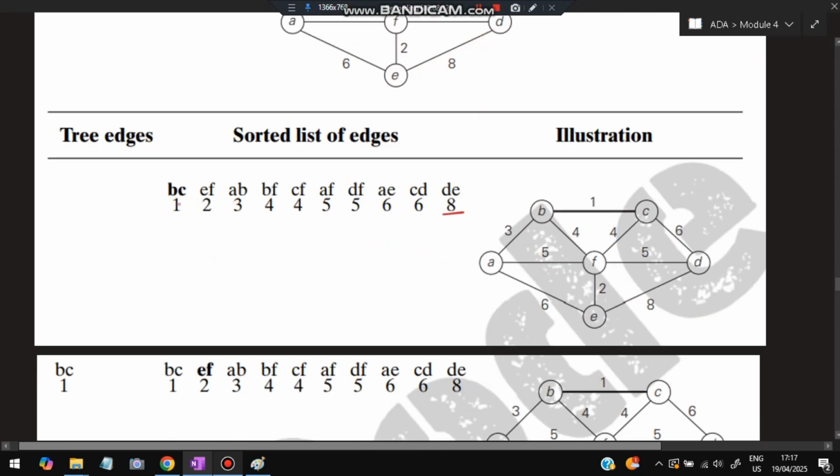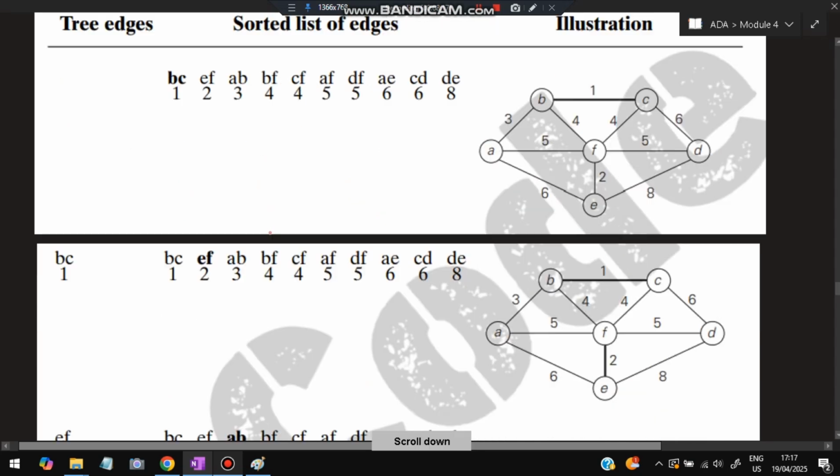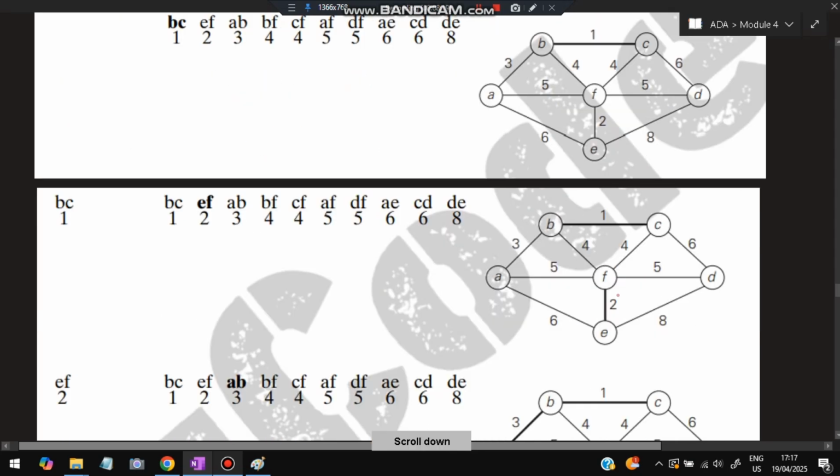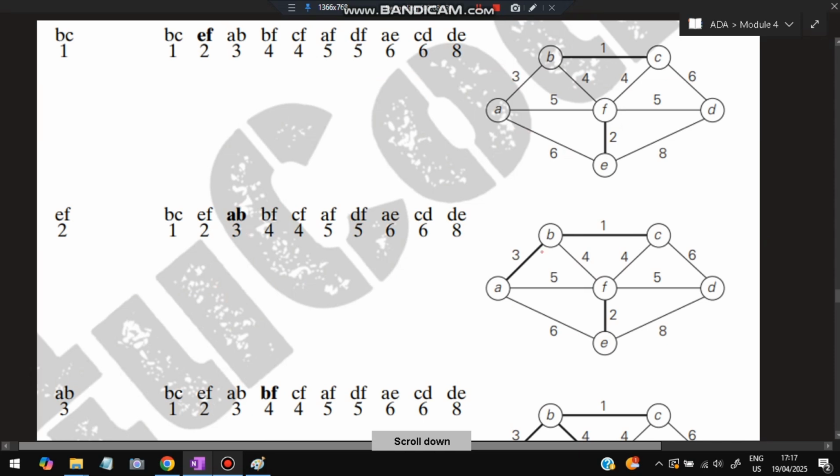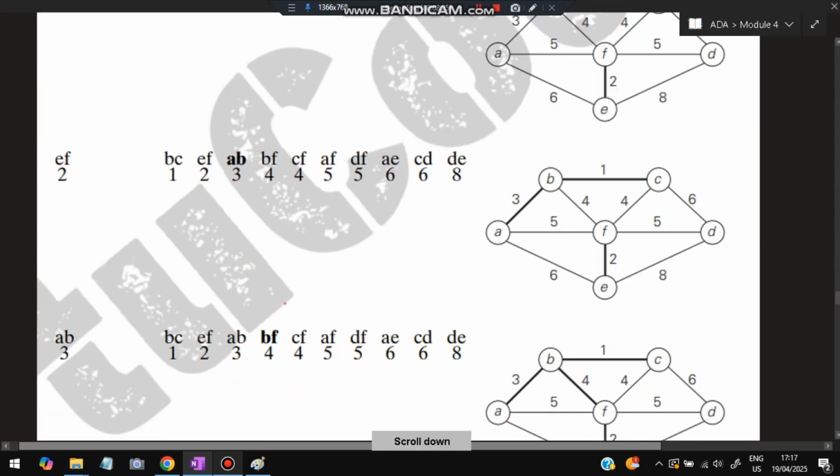Okay. Now what we need to do is we'll consider from here BC. Okay, BC we have taken it as 1. Next we will take EF. Okay, EF we will take as 2. Done. Now we will take AB. Now in the same way we have to go. Okay, AB is also taken, and next we will take BF.